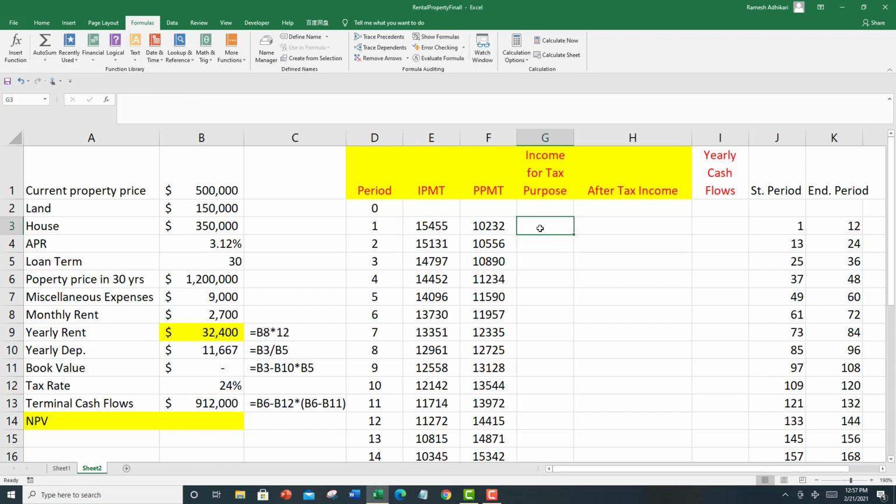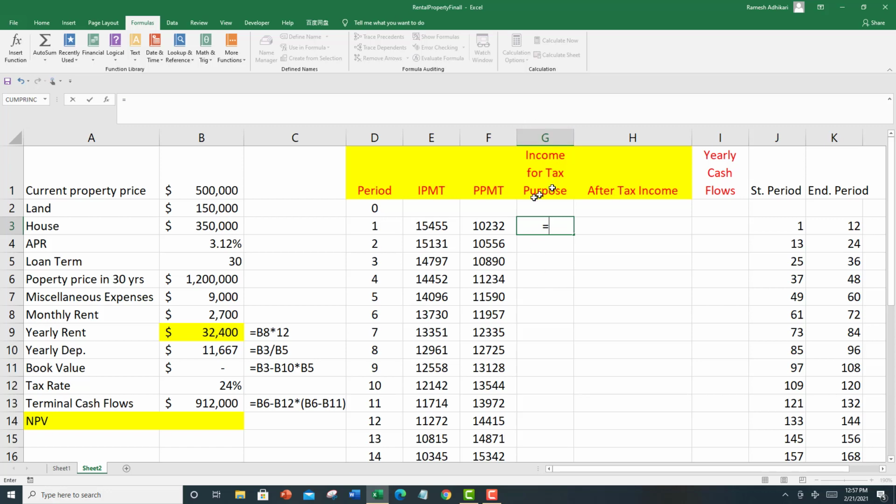Okay, so now let's compute income for tax purpose. What is the income? What is expenses here? Keep in mind, income is our yearly rent, and expenses for this purpose is going to be all the miscellaneous expenses, depreciation expenses, and also the interest payment, because interest you pay on your mortgage is tax deductible but the principal is not. Therefore we can use this interest payment to reduce our overall income.